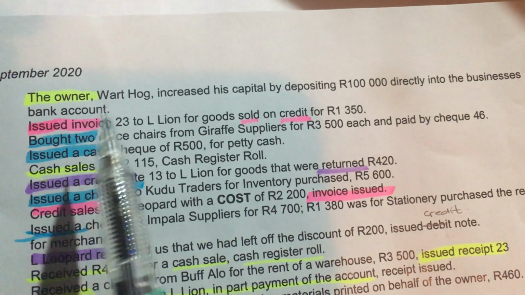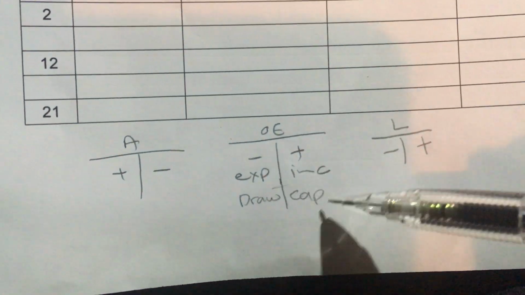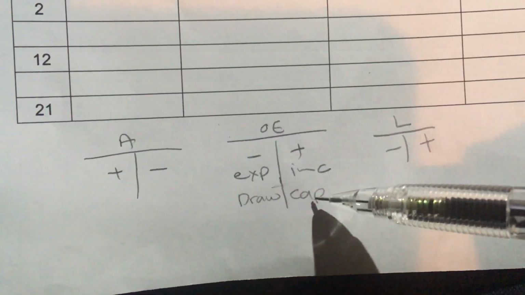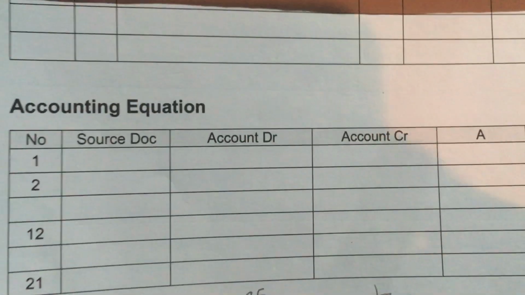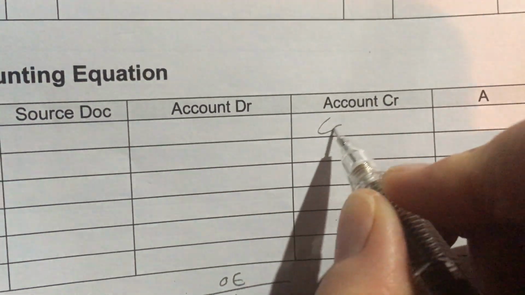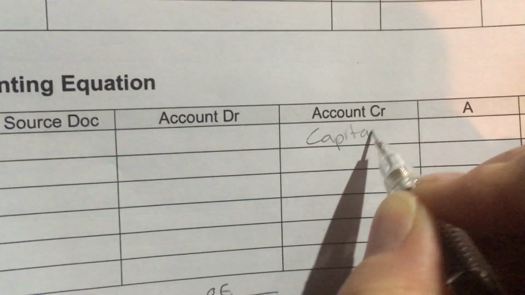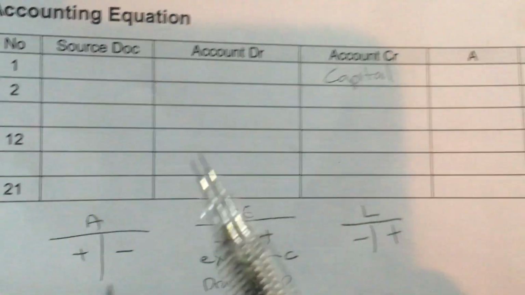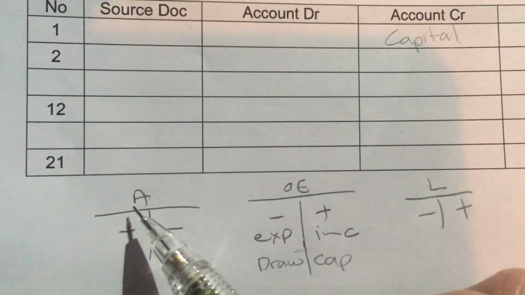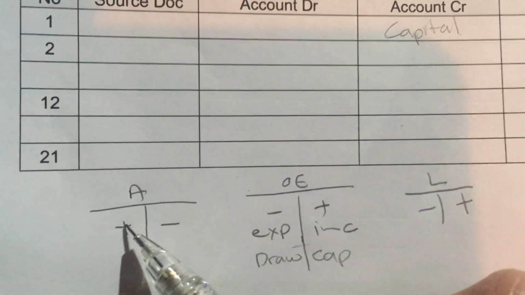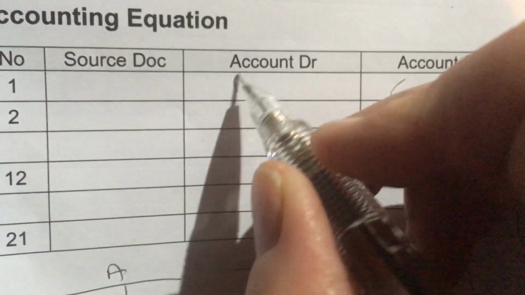Now let's think about capital. What is happening to capital? Capital is going to increase your owner's equity, right? Okay, so owner's equity increases on the credit side. So I am going to credit capital. What is happening to your bank account? The owner is putting money into the bank account. So your bank account, which is an asset, is going to increase. And assets increase on the debit side. So you are going to debit bank.